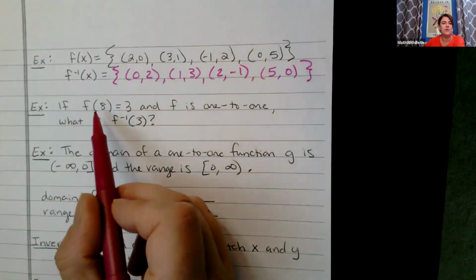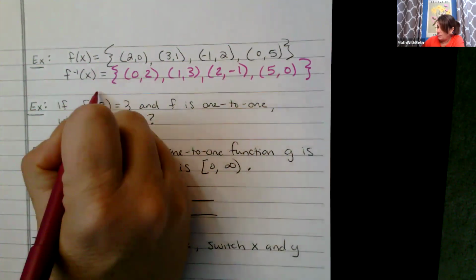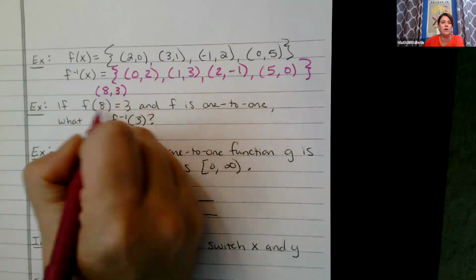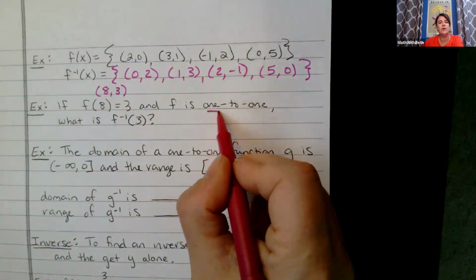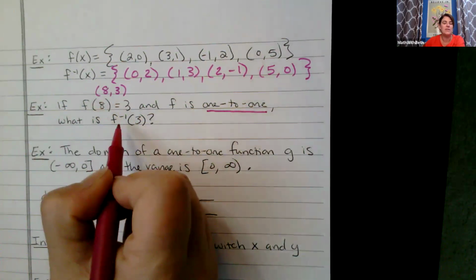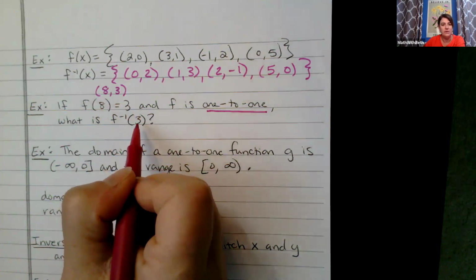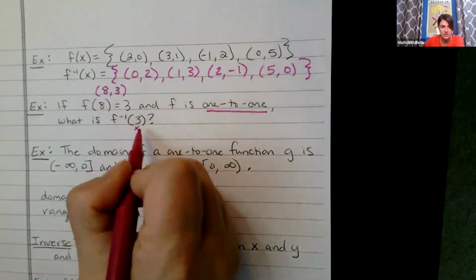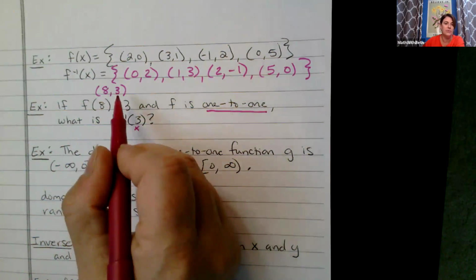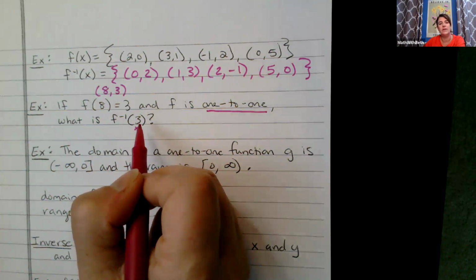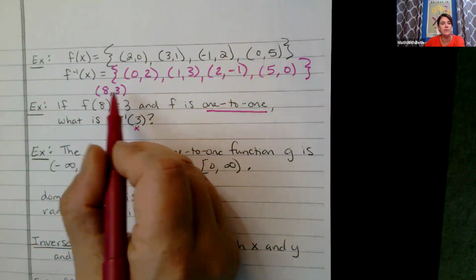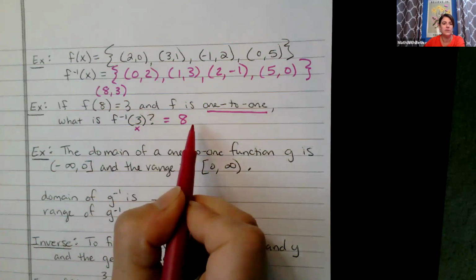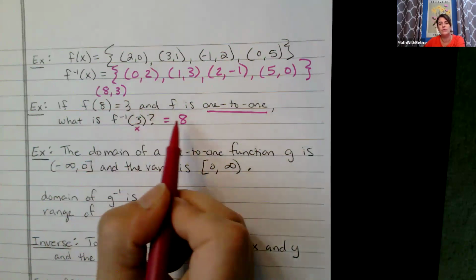So if I tell you something like f of 8 equals 3, remember that means that when x is 8, y is 3 for the f. And I'm telling you it's one-to-one, which means it has an inverse. And I'm asking you, what is f inverse of 3? Well, this is asking you what the y is when x is 3 for the inverse. But it's the opposite of the original. So if I'm now telling you x is 3, that's going to be the same as when y was 3 in the original. So the answer will be 8. Do you see how it is switched? Whatever used to be the x would now be the y.